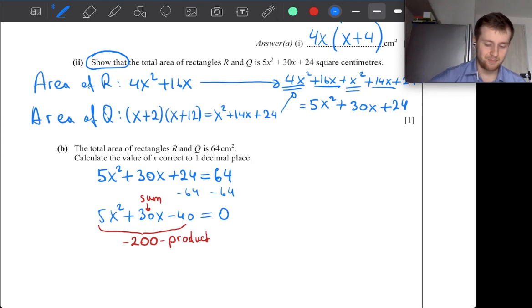Okay, so what are these numbers? So again, we add them, we get 30. Multiply them, we get minus 200. Let's think about this. So what about, let's say, 35 and minus 5? That is too little. 36 and minus 6 is not going to work. What's going to work in this case, actually? 50 and minus 20, no.